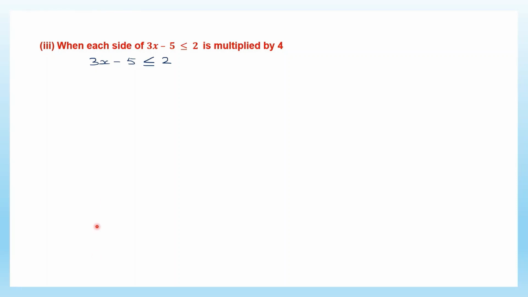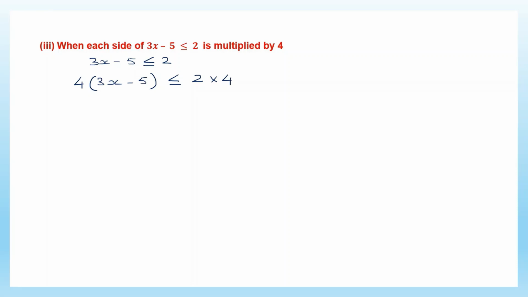Now, when you are going to multiply this side by 4, remember there are two terms. If you have only one term, you can straight away multiply. When you have two terms, put them in brackets. So that means I'm going to write 3x minus 5, and I'm going to multiply this by 4. So I'm going to put 4 here. And this is less than or equal to 2 into 4. So multiply both sides, the left-hand side as well as the right-hand side by 4.